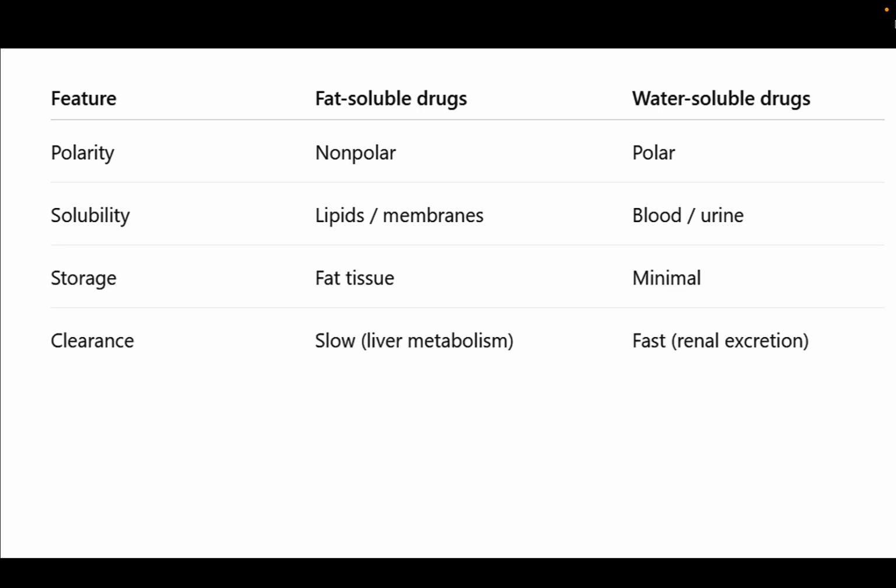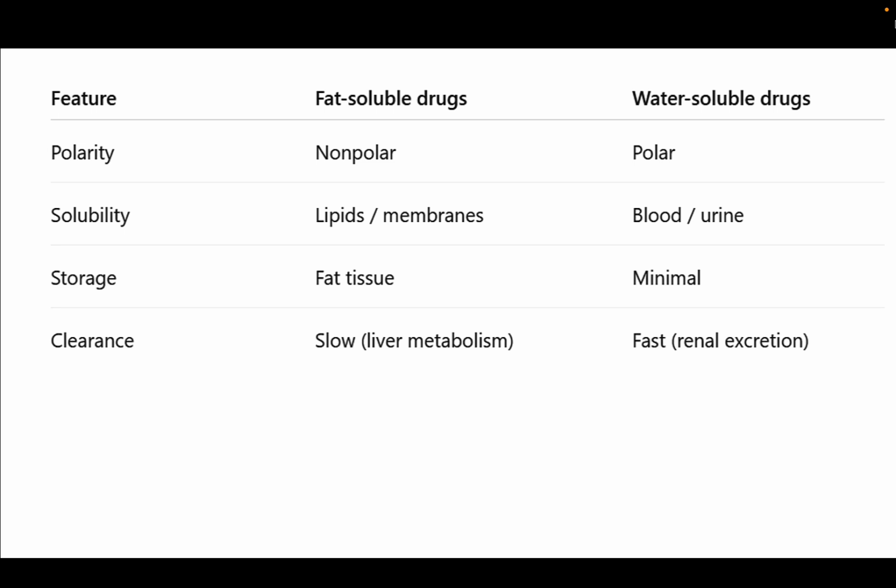And because of this, the storage system is going to be very, very different. Fat-soluble drugs will be stored in the fat, and therefore it's going to be kind of slow to get those out of our system. We need to metabolize the fat and unlock those drugs stored in the fat in order for them to be metabolized and move through our biological system.